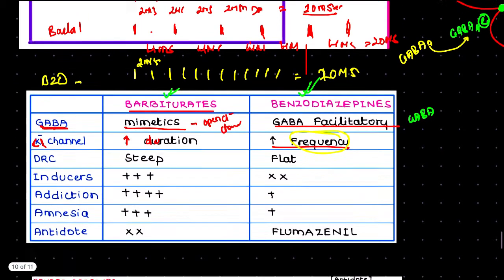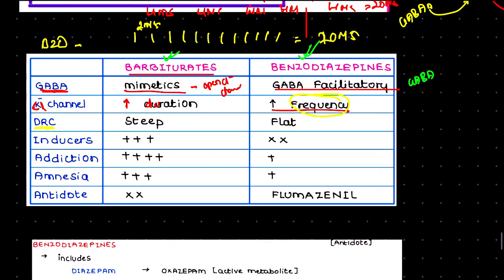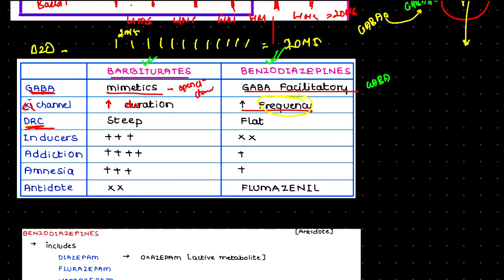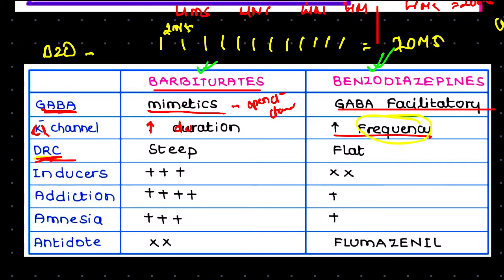Now moving further, talking about DRC. What is this DRC? It is the dose response curve. Talking about DRC, what we will find is that barbiturates have a steep DRC. As you remember, we studied these things in our basic general pharmacology. This is our steep DRC. And in benzodiazepines we have a flat DRC. This is our flat DRC. Now what do steep and flat DRC mean?